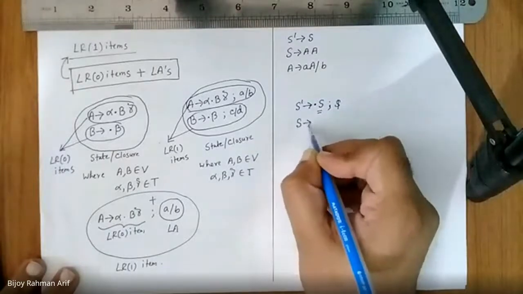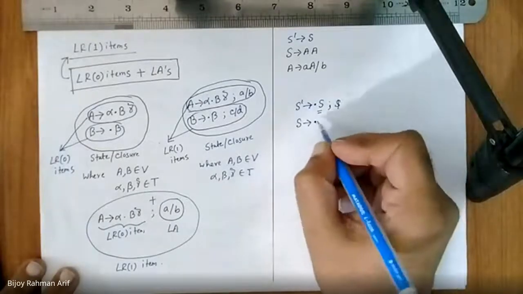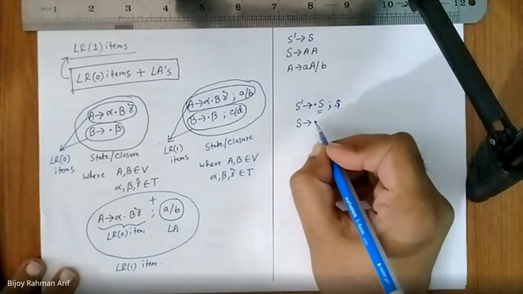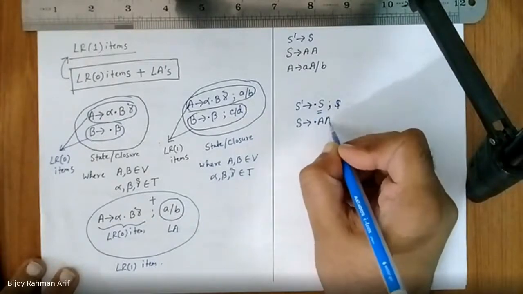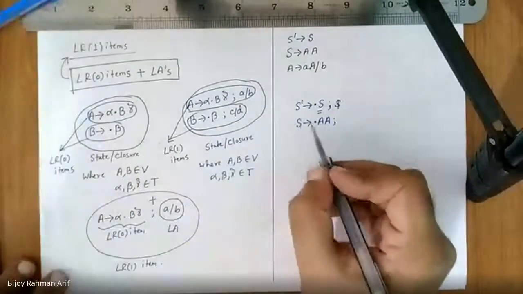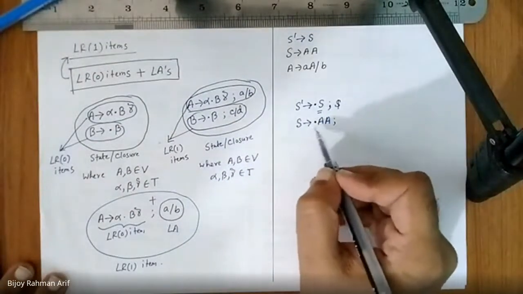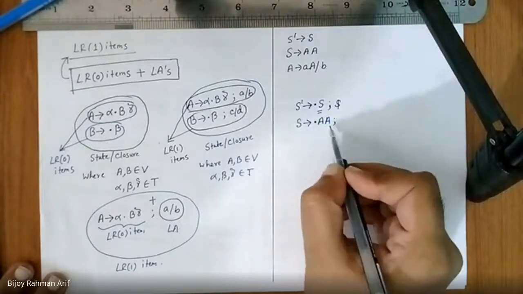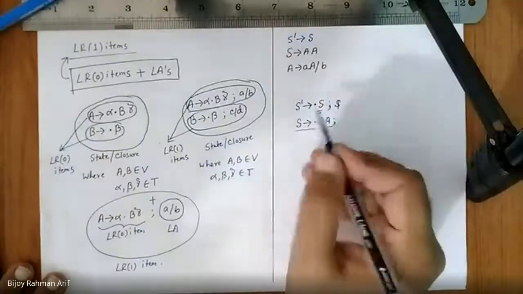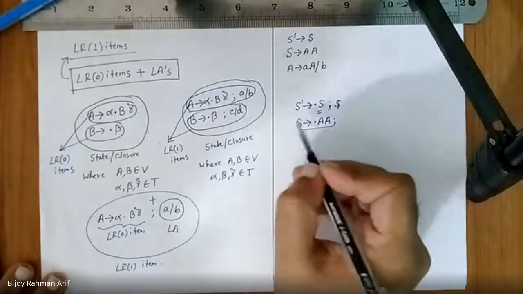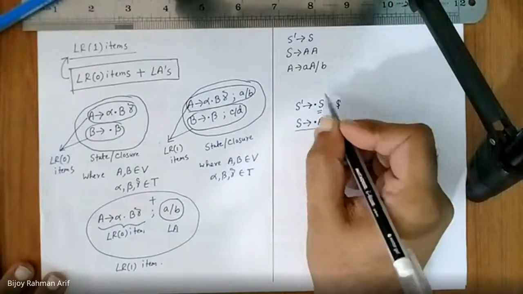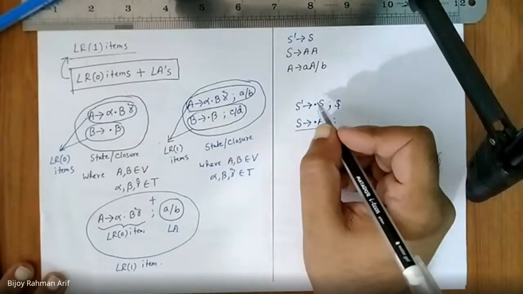So S derives dot A A. Here I have to apply the closure operator because this is a production that starts with S. So after the dot there would be capital A. Now what would be the look ahead? Why did you add this production, S derives A A? Because after the dot there was a capital S in the previous step. Am I right? Yes, sir.